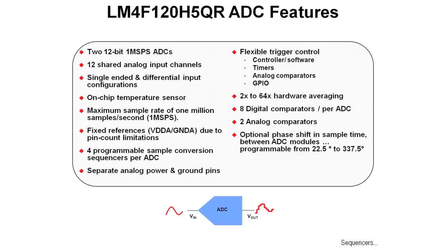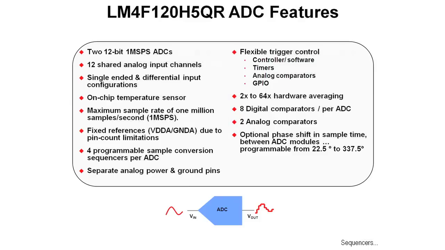There are separate analog power and ground pins to keep the noise between the digital and analog sides. There is flexible trigger control for the microprocessor. The software can trigger it, the timers can trigger it, the analog comparators can trigger it, GPIO can trigger a measurement. We have hardware averaging where between 2 and 64 samples, in powers of 2, are averaged together to generate a result.